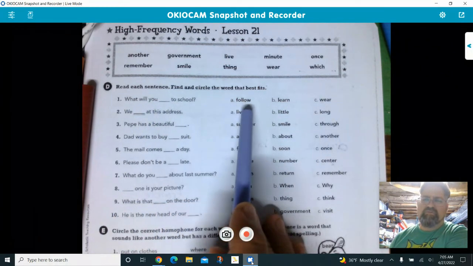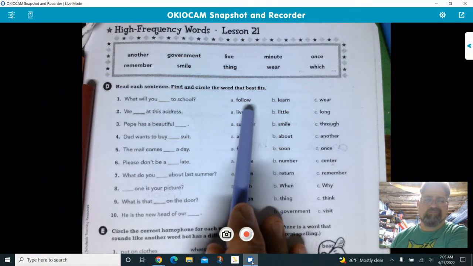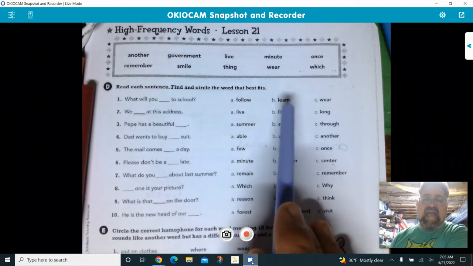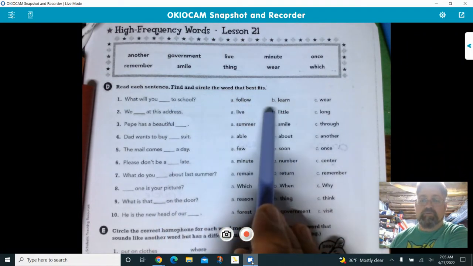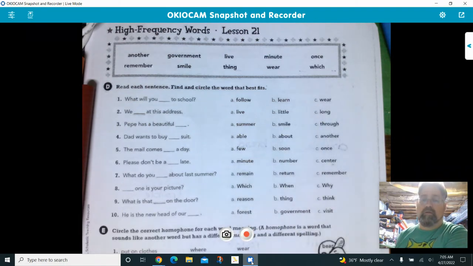What will you follow to school? You could follow the school bus to school, I guess, but why not just ride the school bus? What will you learn at school would make sense, but this is what will you blank to school? You can't learn to school. What will you wear to school?